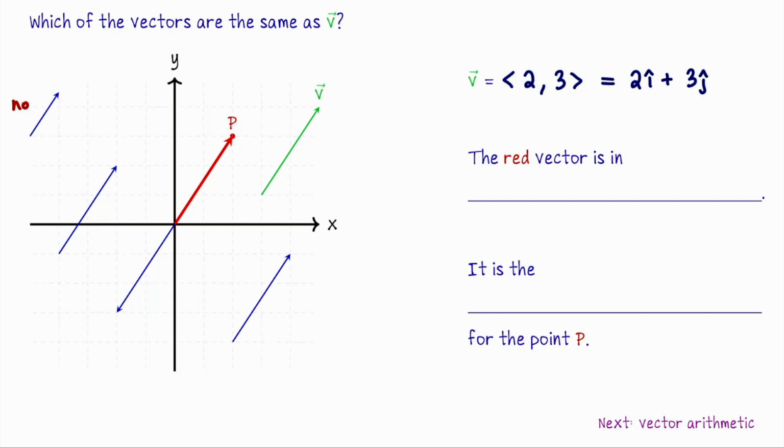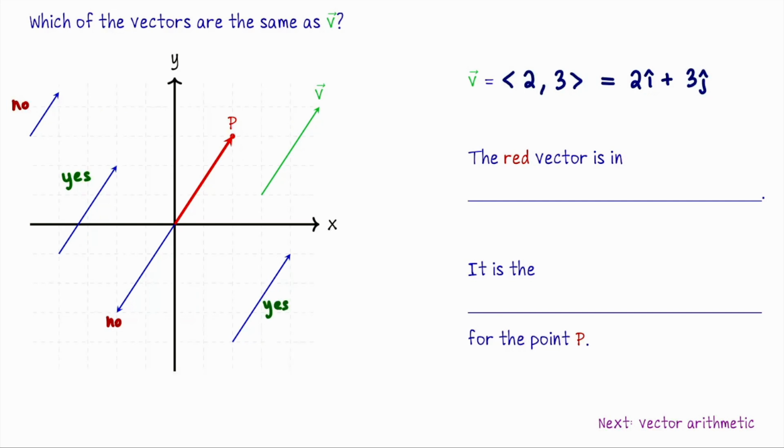This vector has the same coordinates, so it's the same vector. This vector down here is pointing in the opposite direction. It's the same length, but it's the opposite direction. So this is not the same vector. Down in the 4th quadrant, you can check, let's see, that's to the right 2, up 3, that's the same vector.